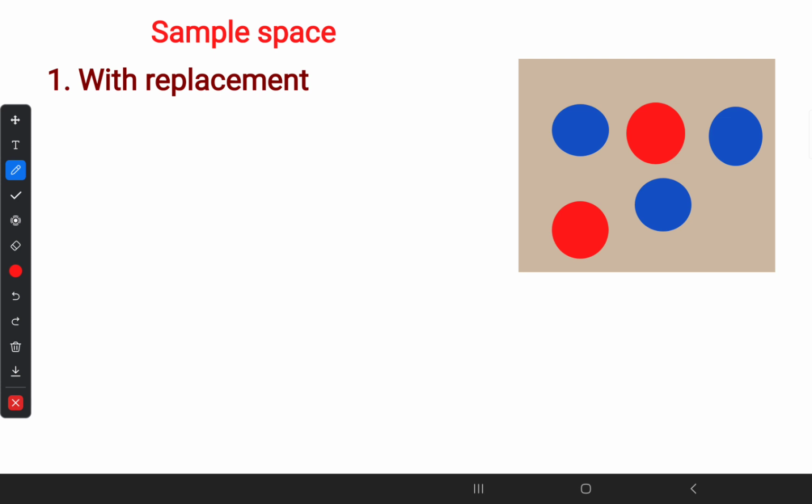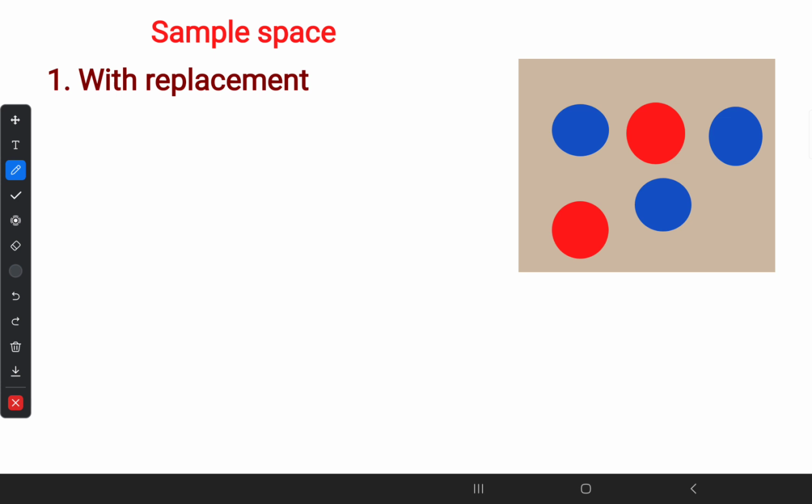First, I will explain with replacement in detail. Thereafter, we will take a look at how to represent that in a particular skeleton of a graph. First, I will mark there are three blue balls and two red balls. All are the same in size. All are compacted inside a box.